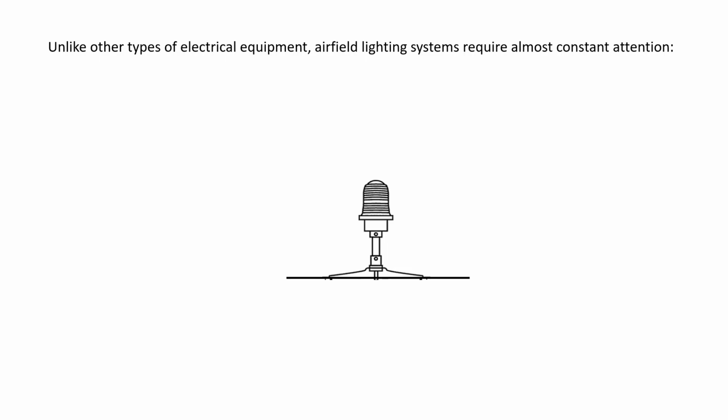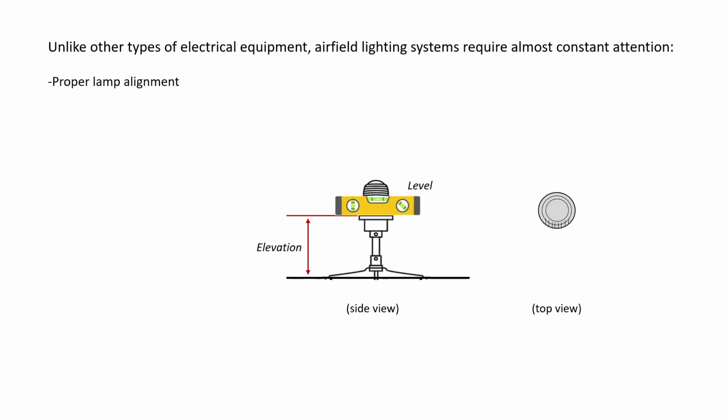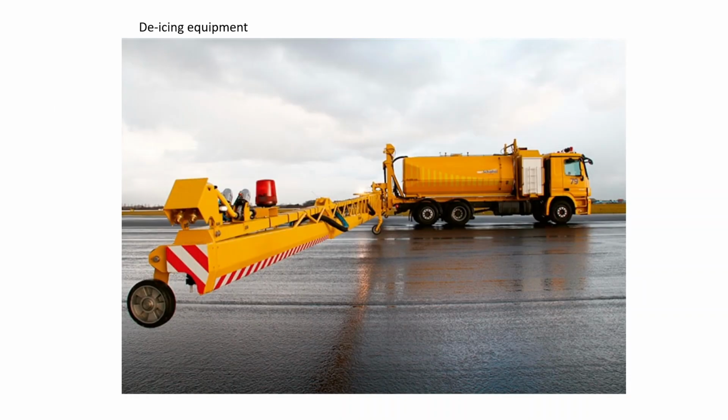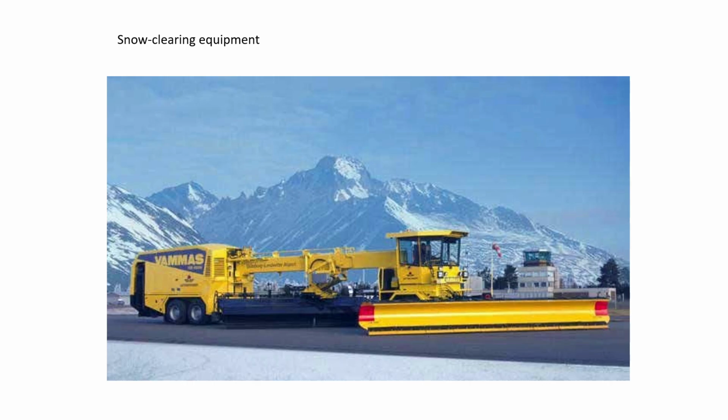Unlike other types of electrical equipment, airfield lighting systems require almost constant attention: proper lamp alignment, elevation, level, as in, are they actually perfectly level with the grade? We may have to twist them so that they're facing the runway side because they have directional lenses. Replacement of fixtures, and that can happen due to de-icing equipment, snow clearing equipment, or groundskeeping equipment.